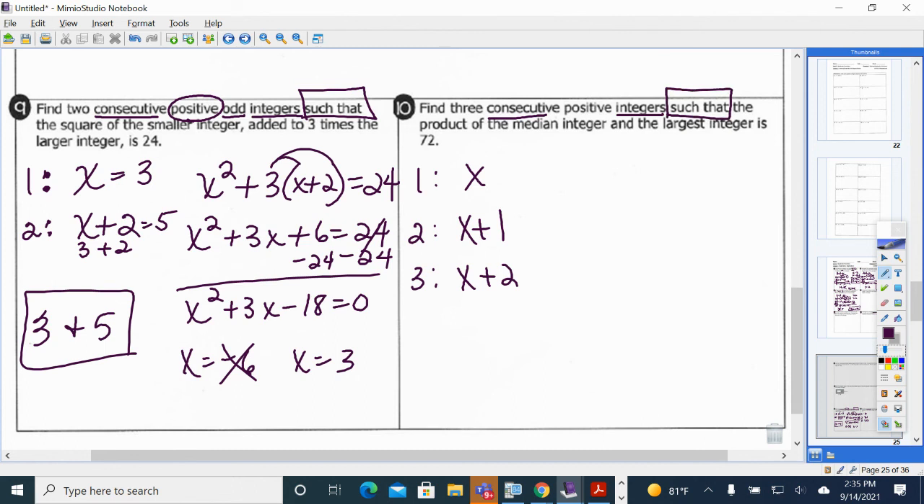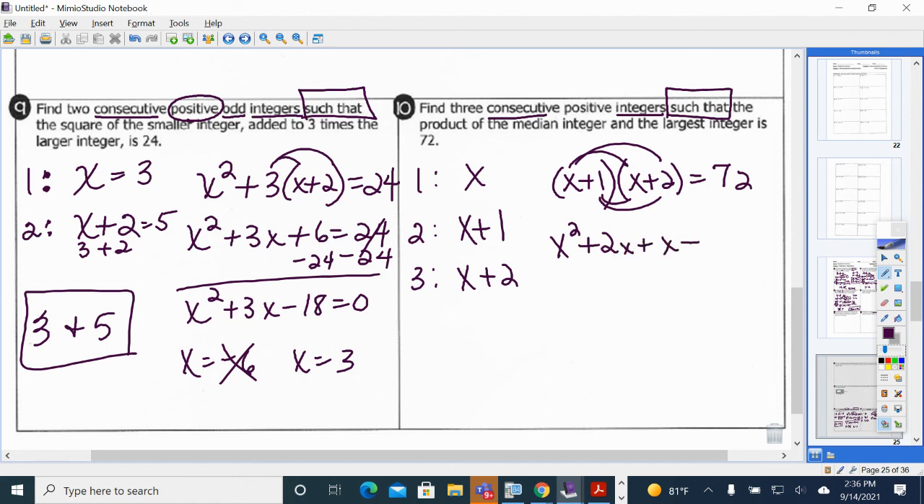Such that the product, which means to multiply, the median and the largest is 72. So let's distribute. X times x is x squared. X times 2 is 2x. 1 times x is 1x. 1 times 2 is 2 equals 72. And then from there, I need to get my 0 and combine my like terms on the left. So I have x squared, 2x plus x is 3x, and then 2 minus 72 is negative 70.